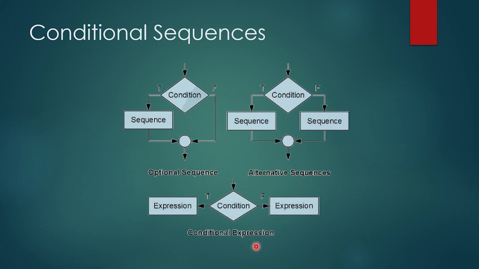The third thing is called a conditional expression, and this is a way of putting an if inside an expression, and I'll show you an example later. But you come in, you ask a question. If it's true, you evaluate one expression and return the result. If it's false, you evaluate another expression and return the result. That'll become more obvious when we see it in code.